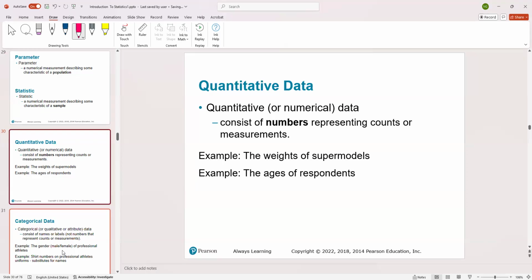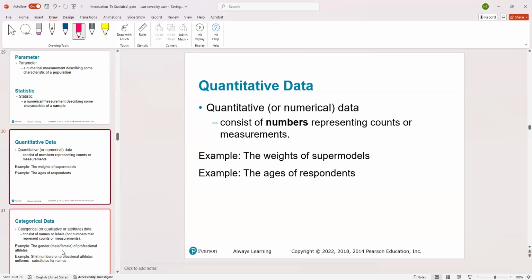Whereas others are attributes, such as hair color. What is your hair color? What is your eye color? What is your country of birth? What is the middle name of your mom? What is your major? They are all attributes that are not counts or measurements. The terms quantitative data and categorical data distinguish these two types of data.